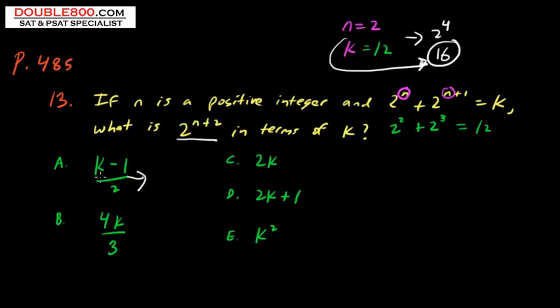Our k is 12. 12 minus 1 is 11, over 2, and 11 over 2 is definitely not 16. Let's go up here again. 4 times k, 4 times 12 is 48, over 3, and that equals 16. You can really just stop there. That's the answer. You could see 2 times k is 24, here it'd be 25, and here it'd be 12 times 12, which is 144. Only one right choice if you do it correctly.